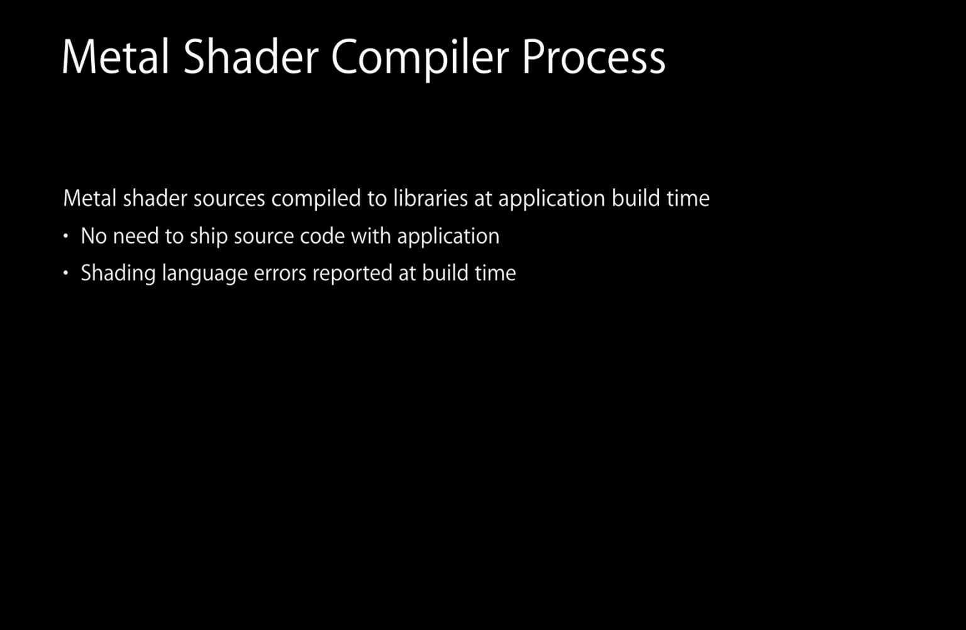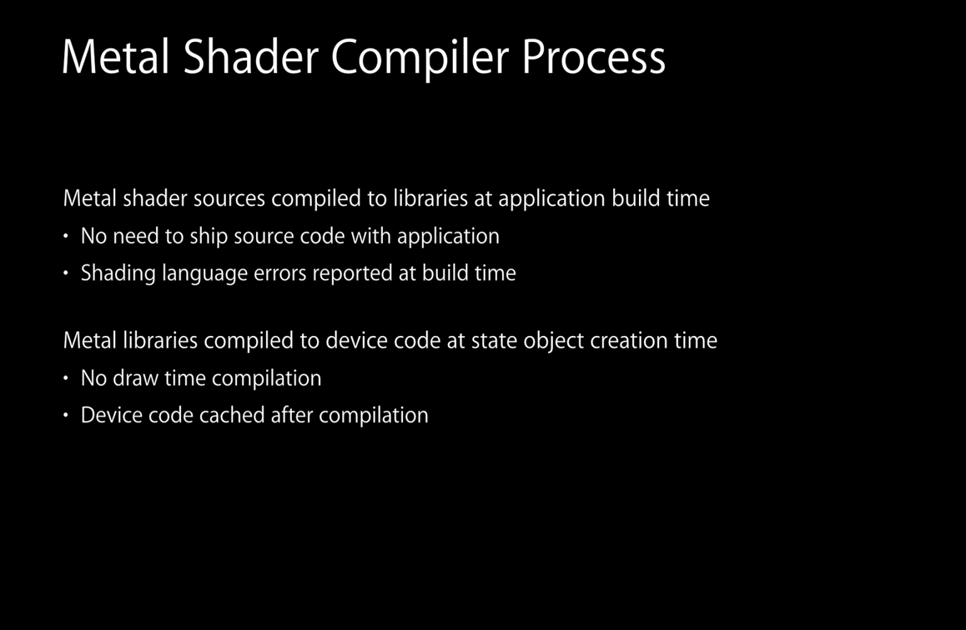But probably more important from the developer's point of view is we can actually give you errors and warnings and guidance about your shaders at the time you're building your application. So you don't have to wait until your customers are running your game to find out that you have an error in one of your shaders. This is awesome. Those shaders will then be compiled into Metal libraries by Xcode and then compiled to device code at the time you create your state objects themselves. So again, there's no draw time compilation. And we will cache this compilation, this final device machine-specific compilation, on the device. So we won't be continually doing even this last translation step.